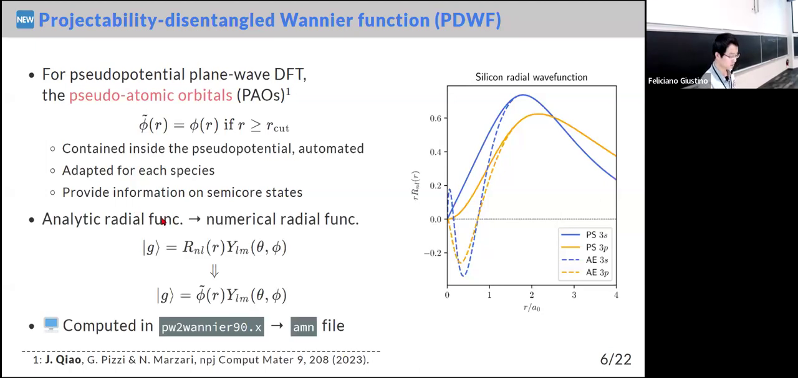So in essence, we're trying to replace the analytic radial function by numerical radial functions. We're replacing the hydrogenic radial functions R by this phi tilde. We can now compute it in pw2wannier90, and it will write the AMN file using these PAO projectors.